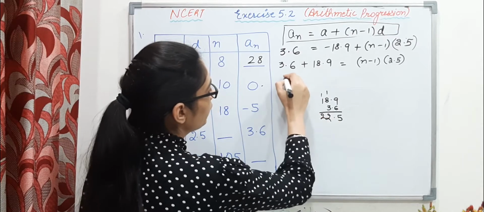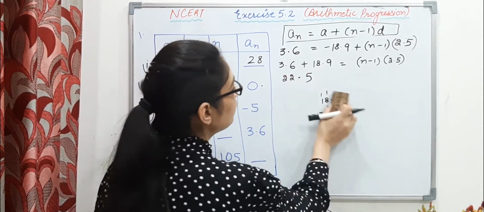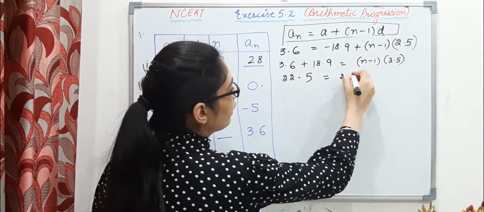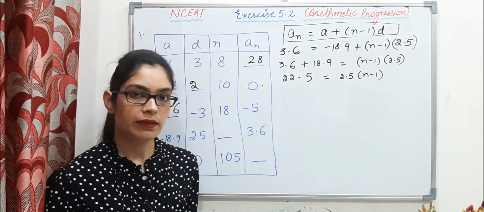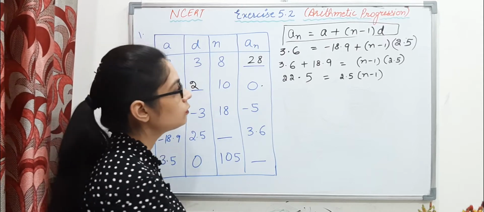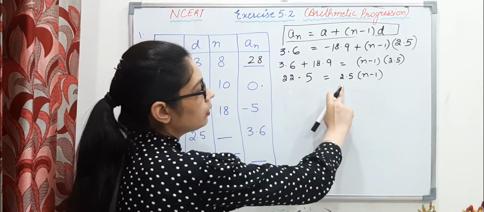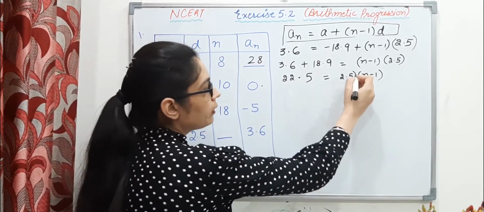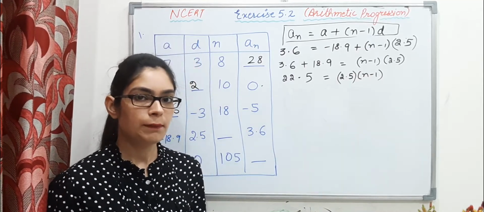So it is 22.5, and it's equal to 2.5 into n minus 1. So this we can multiply also and then solve, we will get the same answer, but directly also we can solve. So 22.5 is equal to 2.5 into n minus 1.